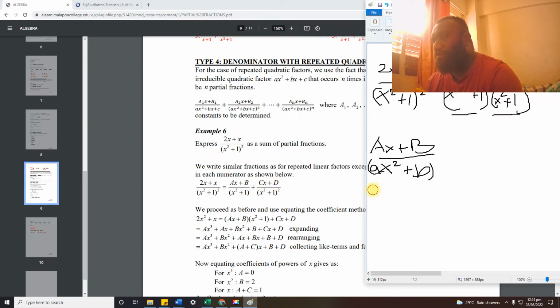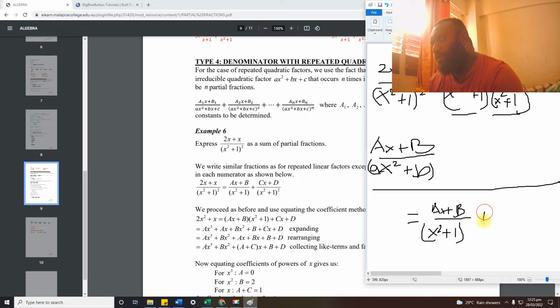Okay, so type 2, since it is repeated 2 times, will take this form: (ax plus b) over (x squared plus 1), since it is x squared plus 1 to the power 1, plus (cx plus d) over (x squared plus 1) squared. Okay, so this is what we have in our note here.